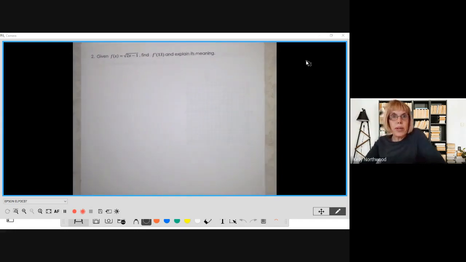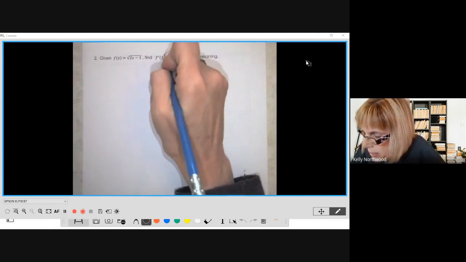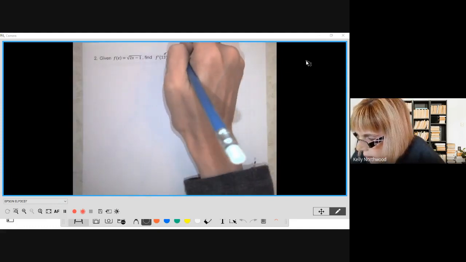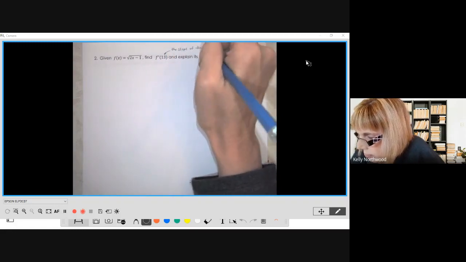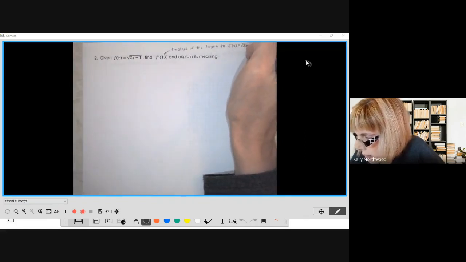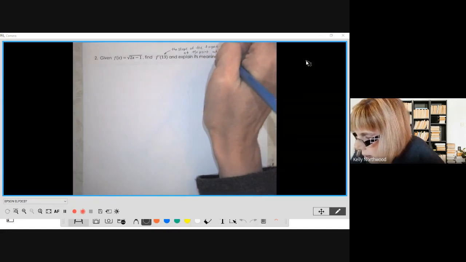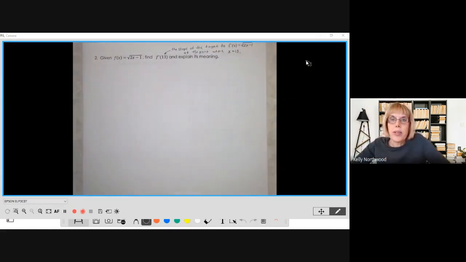Given f at x equals the root of 2x minus 1, find f prime at 13 and explain its meaning. Instead of asking for the slope of the tangent, they're asking for f prime at 13, but what you should be thinking is that this means you want the slope of the tangent to f at x equals the root of 2x minus 1 at the point where x equals 13. So your brain is saying f prime at 13: I want to know the slope of the tangent to that curve when x is 13.